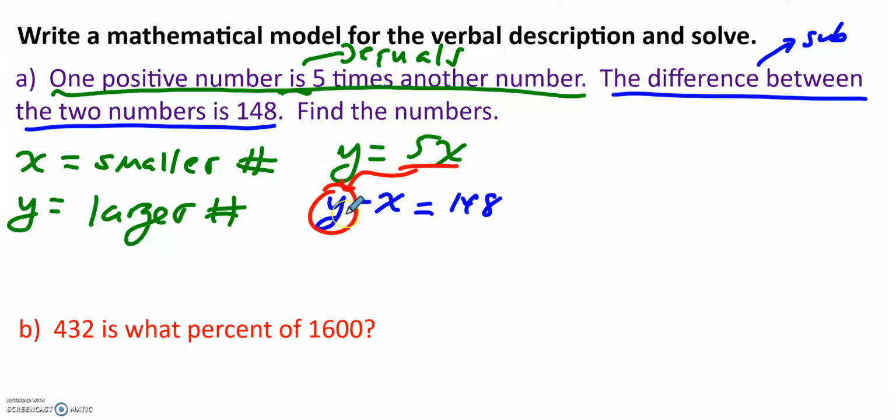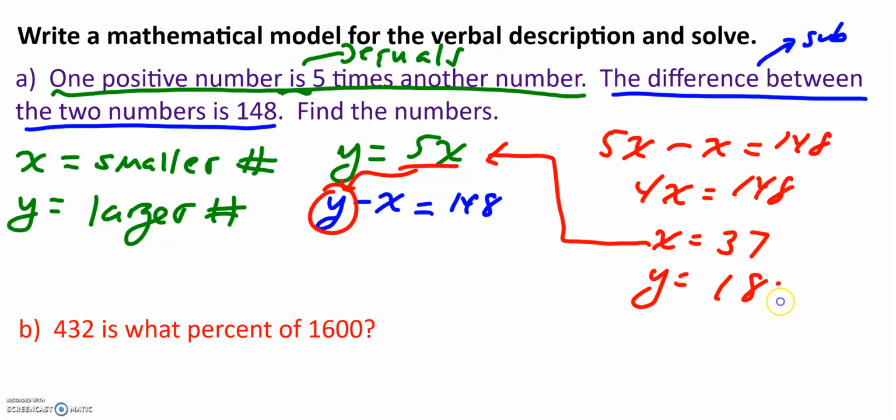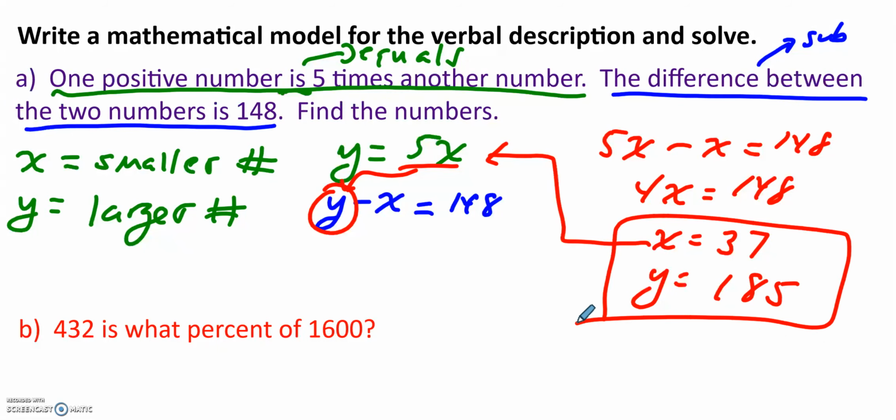We plug 5x in here, so we'd have 5x minus x equals 148. 4x equals 148. If I divide by 4, I get 37. Then if I plug x back in here and multiply that by 5, I get that my y value is 185. So here are my two numbers.